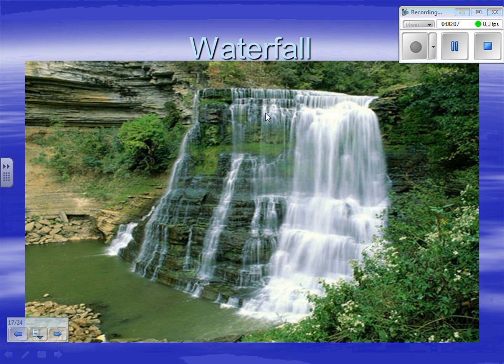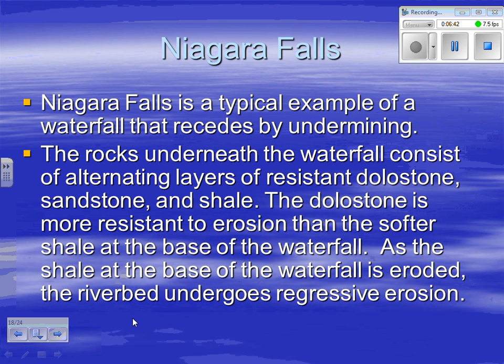This is a picture of a waterfall, and the undercutting, you can't really see it here, but underneath this whiter water, the rock is eroding away, and the wall is being undermined and moving back. A lot of this happens in the Niagara Falls area. That falls used to be a lot farther east than they are today because of erosion caused by the water. The horseshoe shape shows that Niagara Falls has moved back. Niagara Falls is a typical example of waterfalls that recede by undermining.